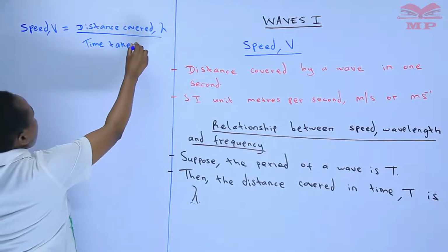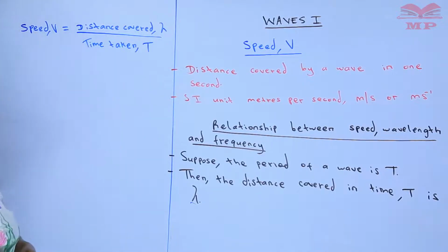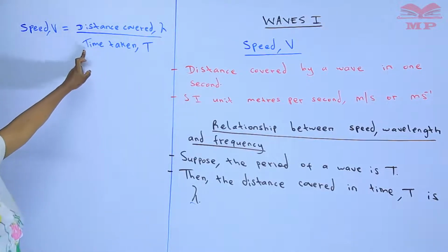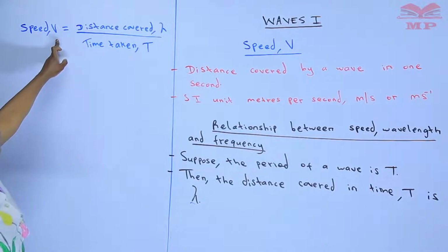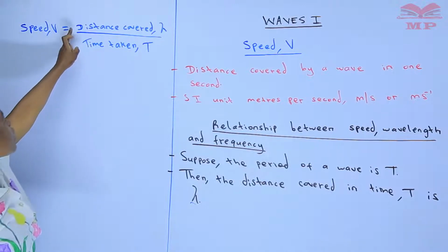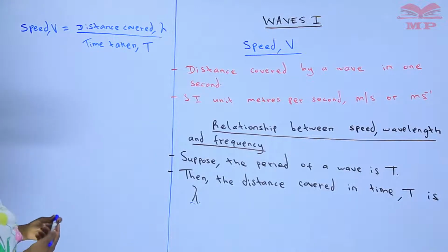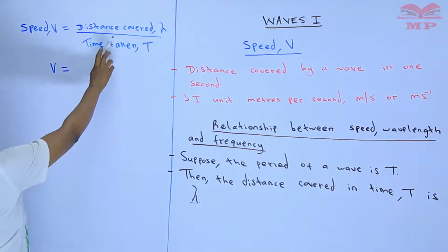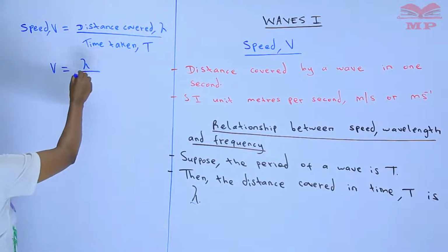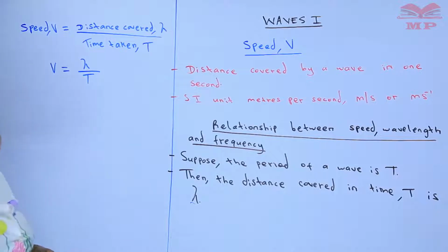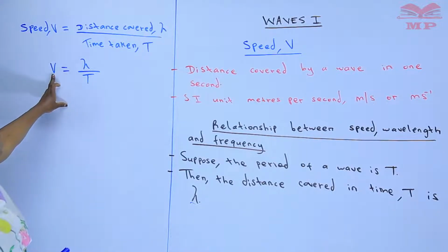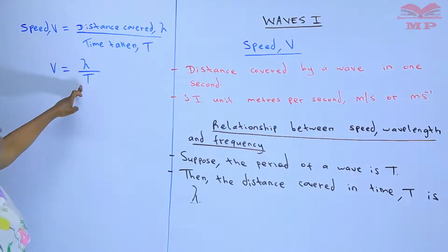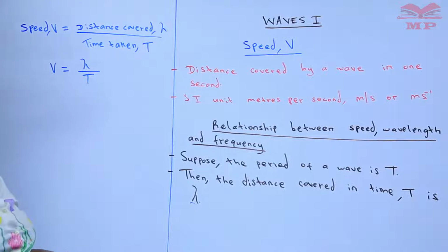And the time here is t, the periodic time. So from this, now that we know speed is distance covered per unit time, we have that our speed, v, is distance all over the time taken. And therefore, we can say that the speed will be equal to wavelength divided by the periodic time. Make note of this. So the speed will be equal to the distance, which is the wavelength, divided by t, which is the periodic time.